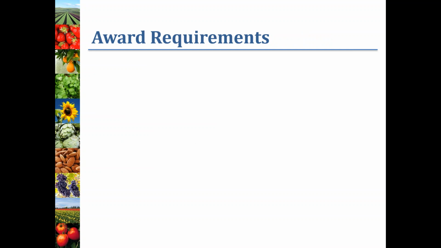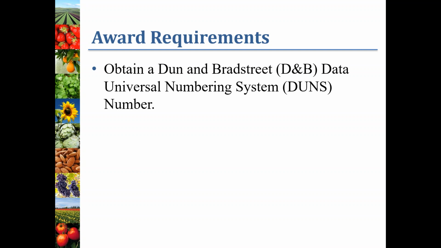The next few slides will review award requirements for the SCBGP. All organizations applying for funding, including renewal funding, must have a Dun & Bradstreet Data Universal Numbering System number, also known as a DUNS number. A DUNS number is a unique, non-indicative, 9-digit identifier issued and maintained by Dun & Bradstreet that verifies the existence of a business entity globally. The registration process can take several weeks, so applicants are highly encouraged to begin the registration process now.